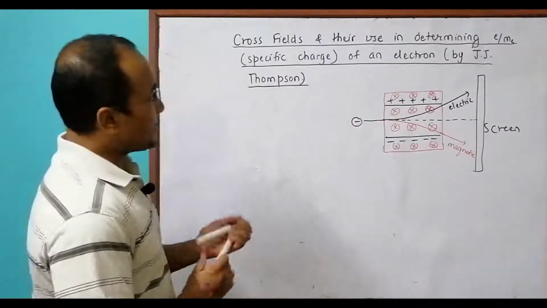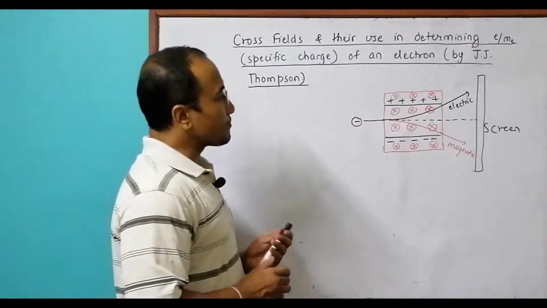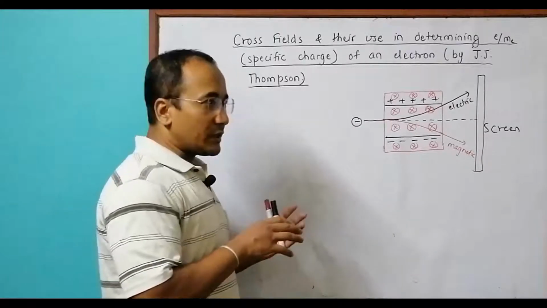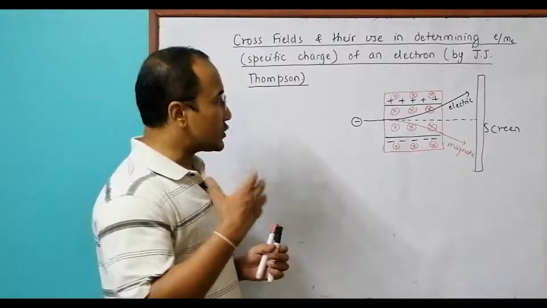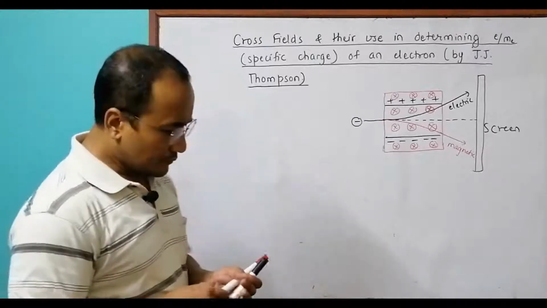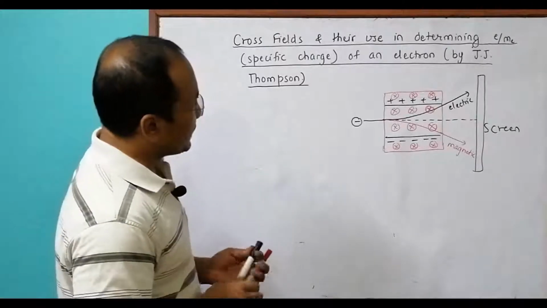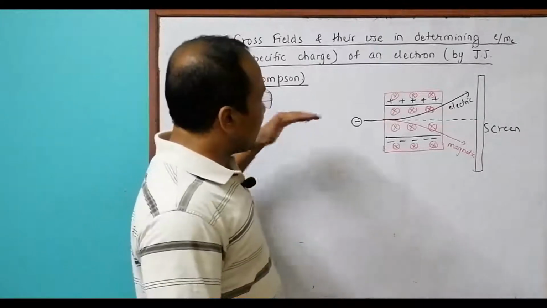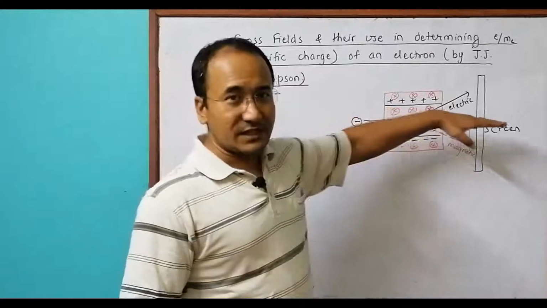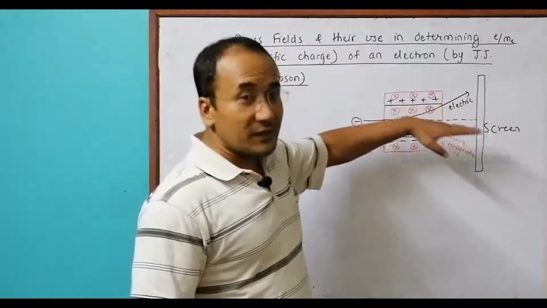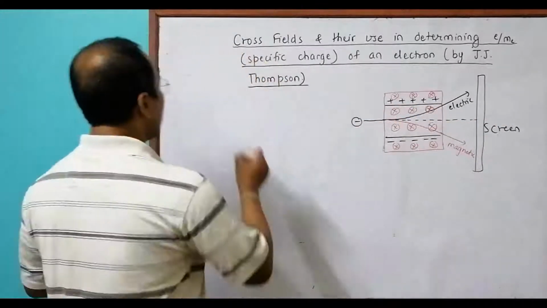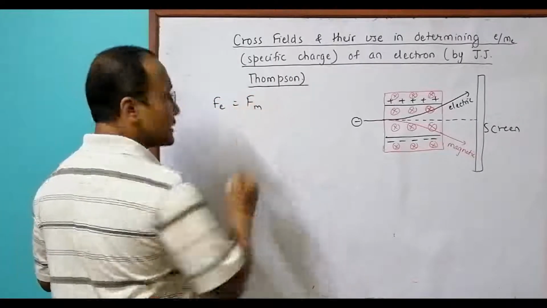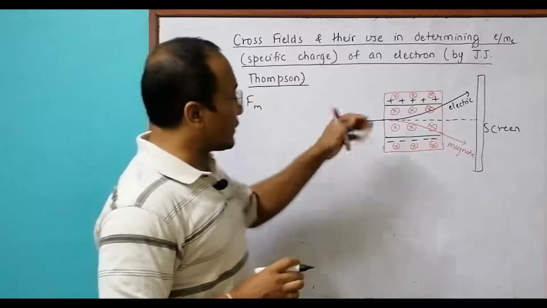Now what happened was, he could switch on the magnetic field, he could switch on the electric field, or he could switch on both according to his wish. Initially he switched on both electric and magnetic fields in such a way that the beam went undeflected. At that time the electric force should have been equal to the magnetic force. Otherwise they could not have gone straight.